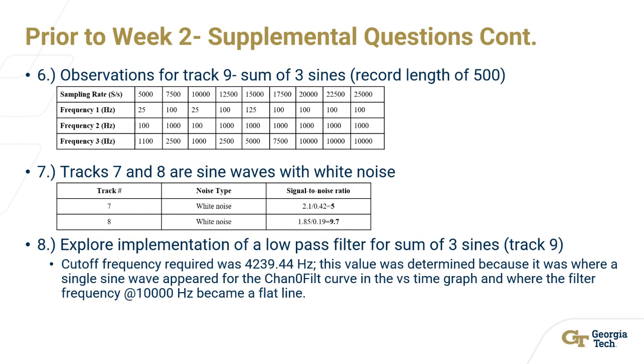Now we have our observations for track 9, which is our sum of 3 sines, and a record length of 500 at various sampling rates. And the main thing to note here is how at frequency 3, once you hit a sampling rate of 20,000, your frequency does not go above 10,000 hertz.